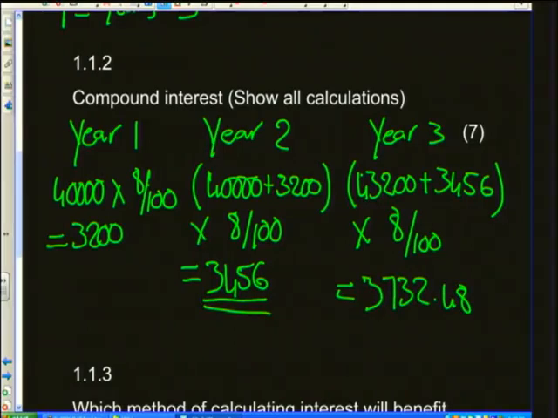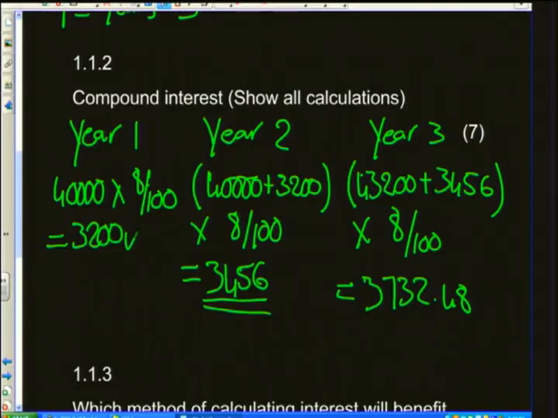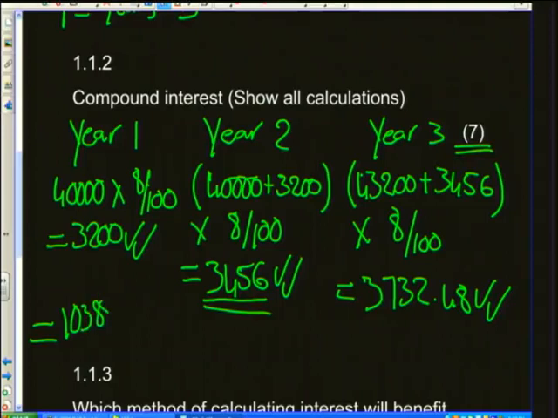Right. So now you're going to get marks for showing your calculations along the way here. We're going to get 2 marks for year 1's answer, 2 marks for year 2's answer, and 2 marks for year 3's answer. To get the full complement of 7 marks, we must add up how much our interest in total is, and our total interest for the 3 years is 10,388 Rand and 48 cents.